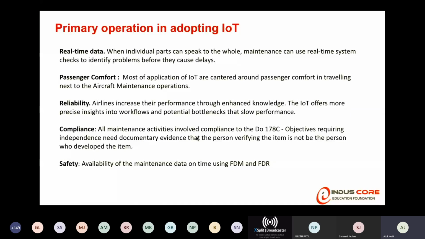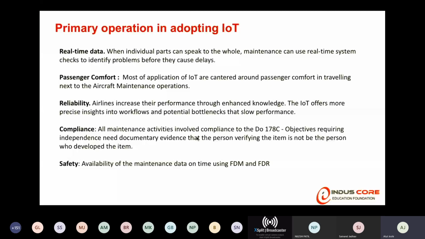Compliance means that every change, every maintenance, or every operation of the aircraft has to be reported through certain documentation, and this documentation has a standard to be followed. The Civil Aviation Authority defines certain standards, and these standards have to be complied with by every stakeholder in the aviation industry. There is a standard called DO-178, with levels A, B, C, D, and E. These standards have to be followed when certain operations happen in airlines.